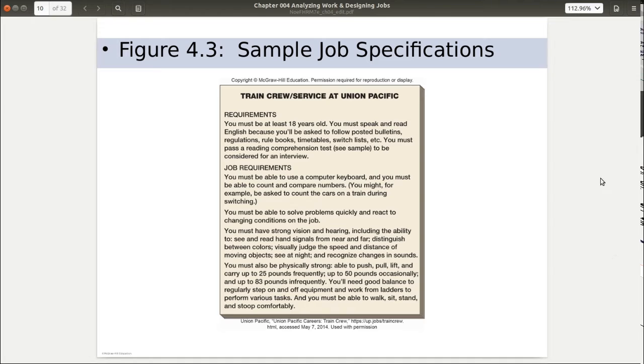This might be an example of job specs for that train crew service person. In other words, requirements: at least 18 years old, be able to use computer keyboards, solve problems, strong vision and hearing, physically strong, be able to lift 50 pounds, things like that.